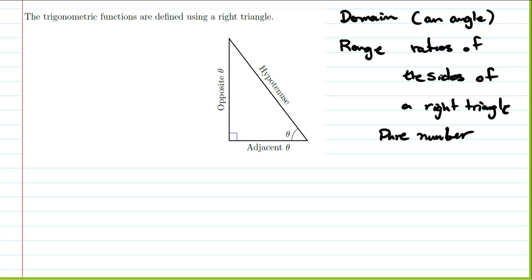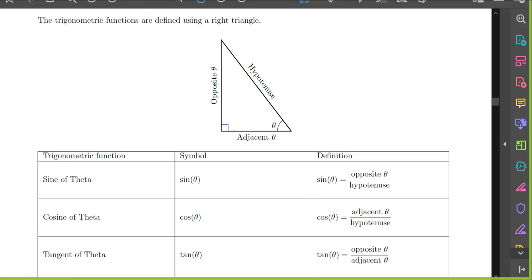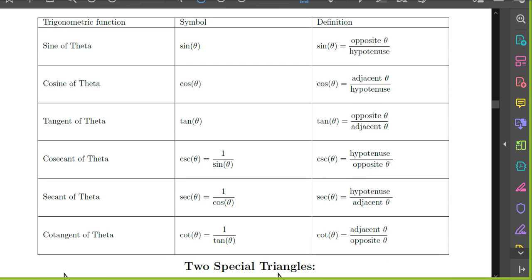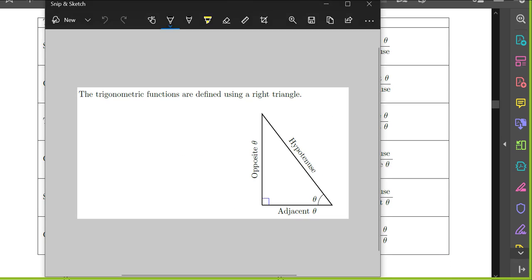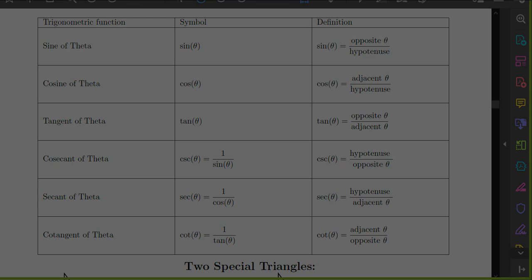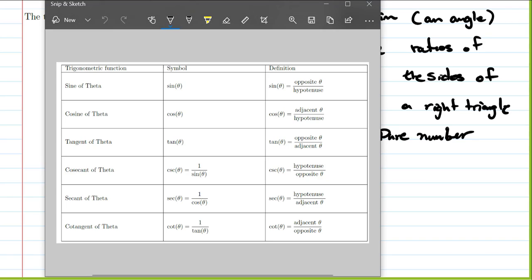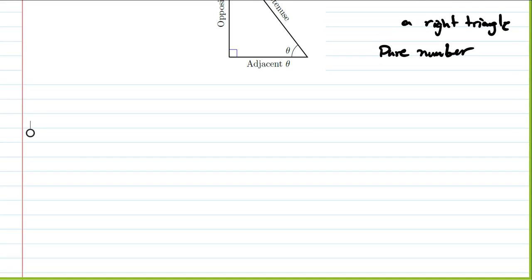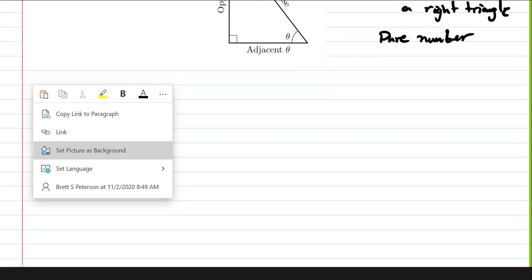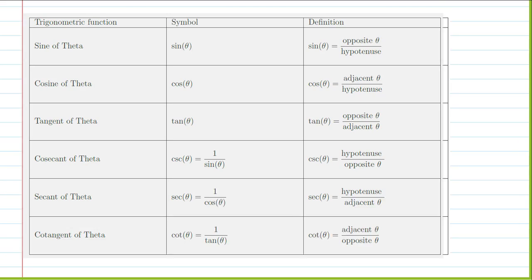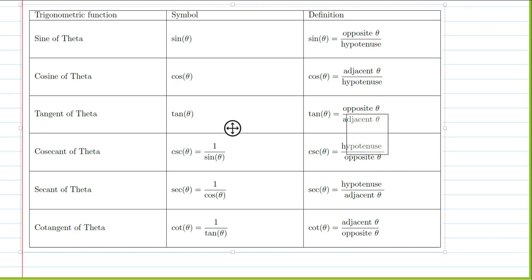So we're going to define all 6 of our trigonometric functions in terms of this. They're summarized on this sheet, and we have the following. Our definition of the sine function, the sine of the angle theta, is the ratio of the opposite side of theta and the hypotenuse.